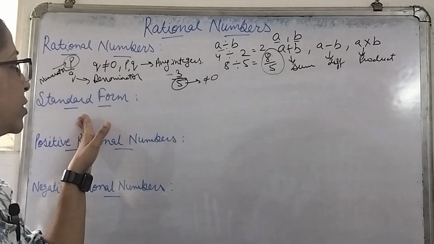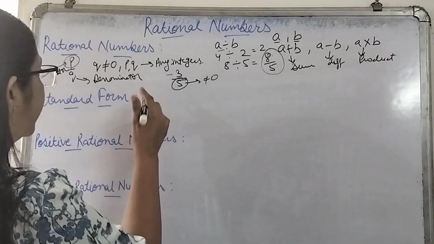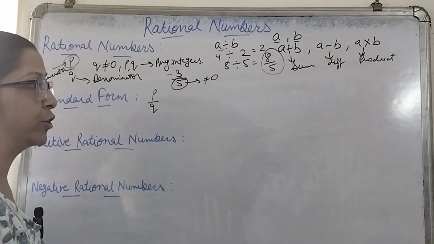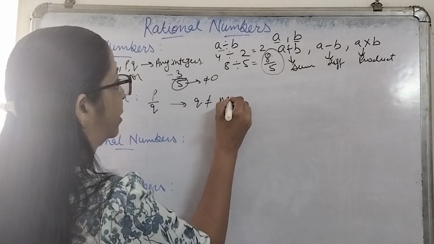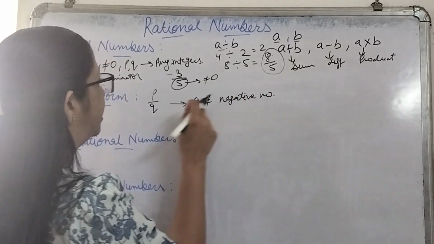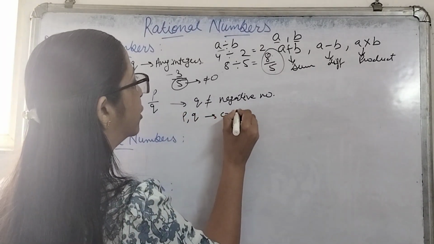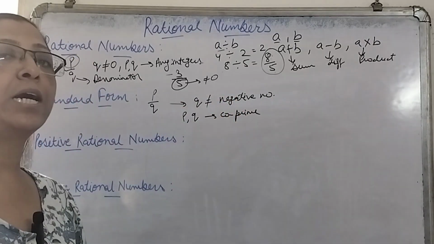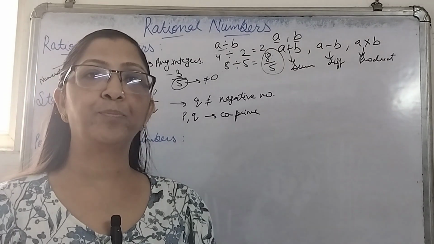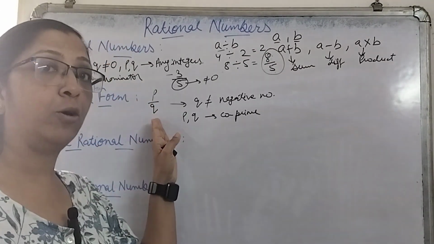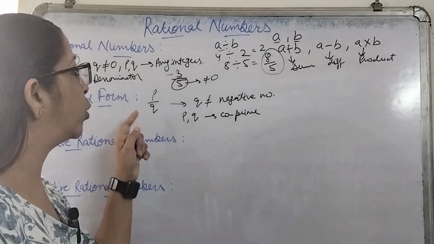Now, what is the standard form of rational number? As we are saying that p upon q form is known as your rational number, for the standard form, q should not be a negative number. The denominator q should not be a negative number and p and q should be co-prime numbers. If these two conditions are fulfilled, then we will be saying that the given rational number is in its standard form. So any rational number will be in its standard form if denominator q will not be negative and p and q both are co-prime.